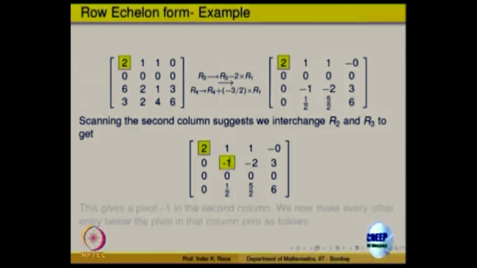Now once again the operation should be to make everything below the pivot equal to 0 by row operations. So this is already 0. Multiply this by 1 by 2 and add, so that makes that entry 0.